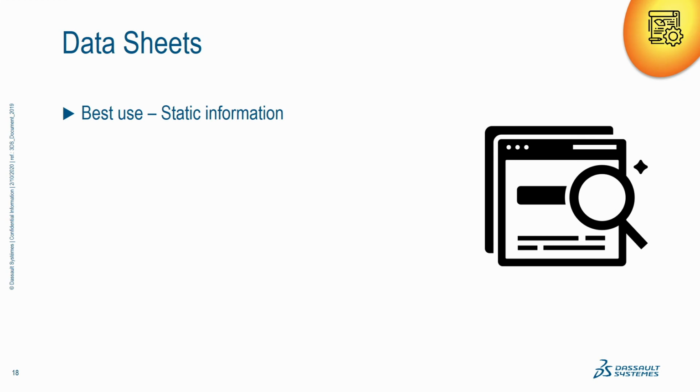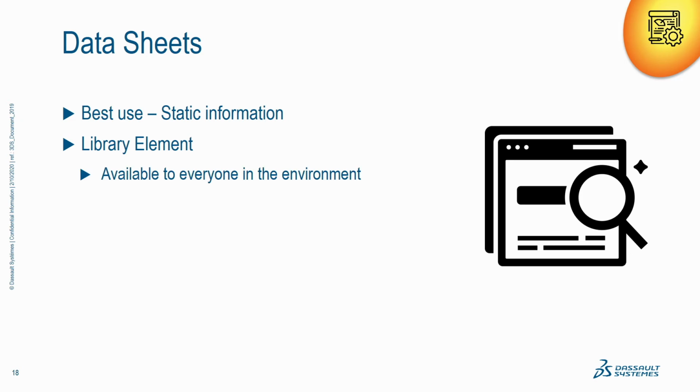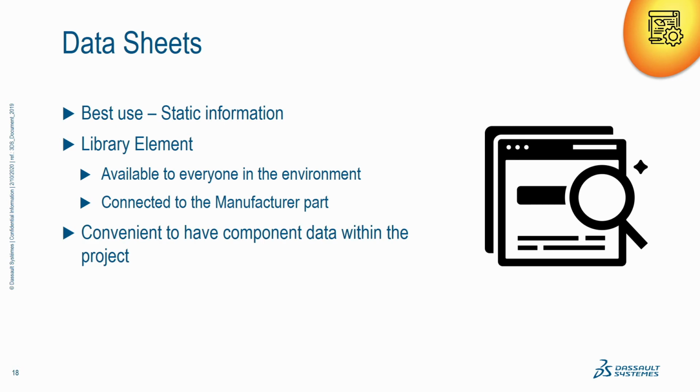So this is best used for static information, data sheets that never change for your components. It is a library element, so you add it once and it's added to the entire system. It's available to anybody in your environment. It's always connected to the manufacturer part. And it's really convenient to have the component data within the project and not in your downloads folder, which evidently I'm the only one that does that.